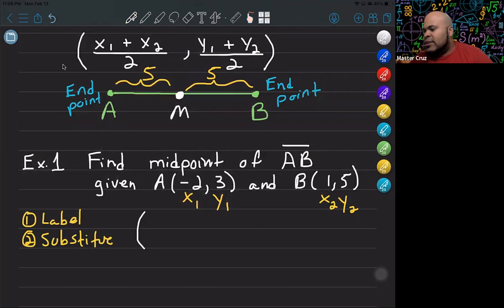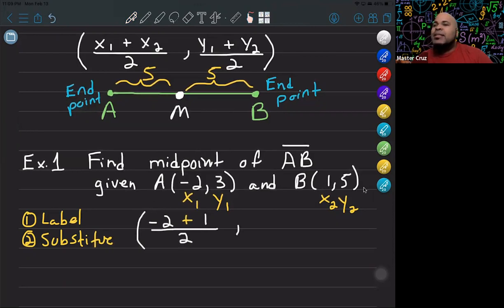Now open a parenthesis, and instead of writing x1, I'm going to write down what x1 equals. x1 equals -2. So -2. Now the actual formula has a plus sign, so I'm going to write down a plus. And then I'm going to write down x2. Well, x2 right here is 1. So I'm just going to put 1, all over 2. So it's all divided by 2.